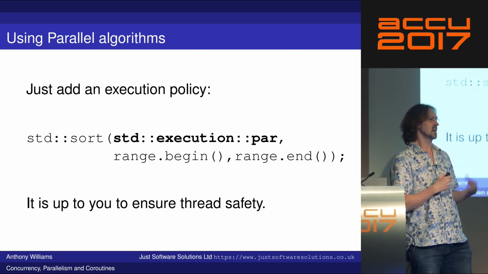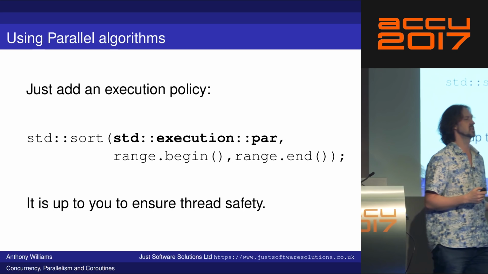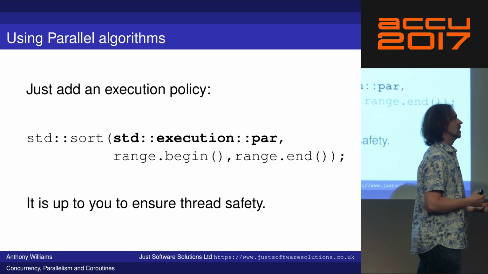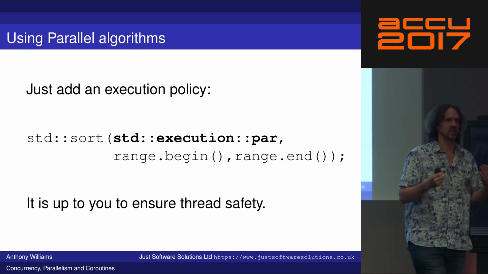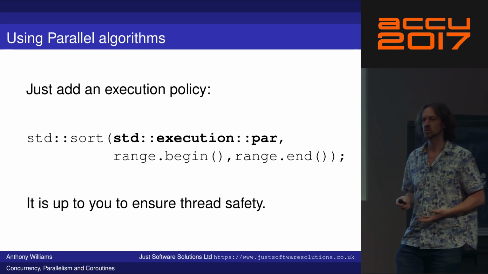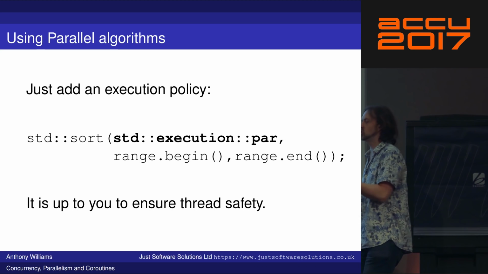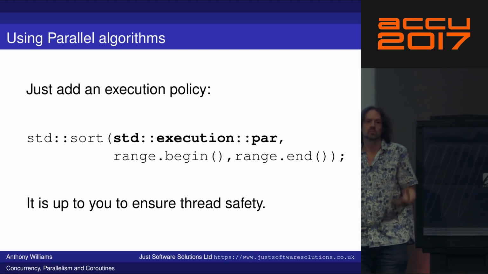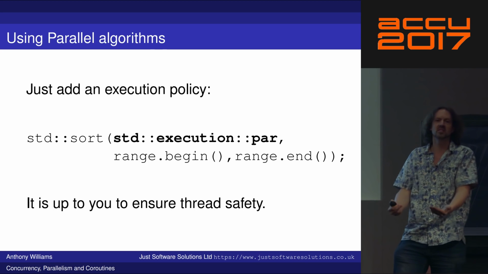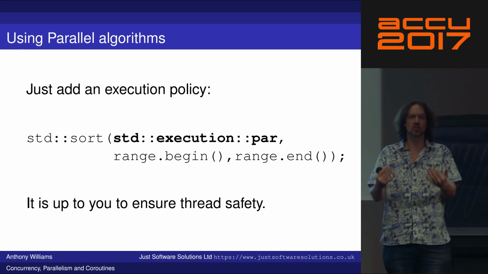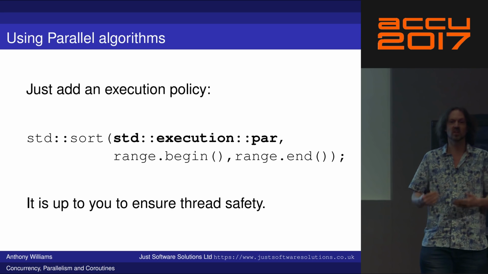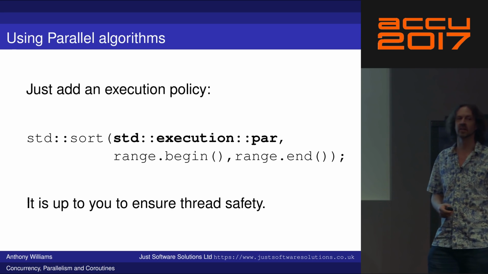But as I said already, it's up to you to ensure that these things are thread safe, because the standard library doesn't know what your functions do, doesn't know what the operations on your iterator are going to do. So you're saying parallelize this, and you're committing to the standard library that the operations it's going to do on your behalf are going to be okay.